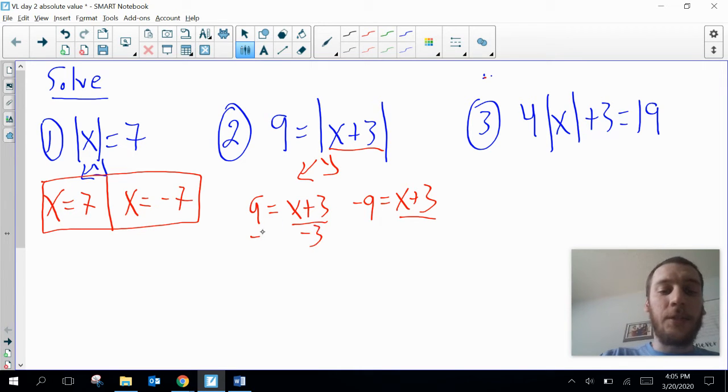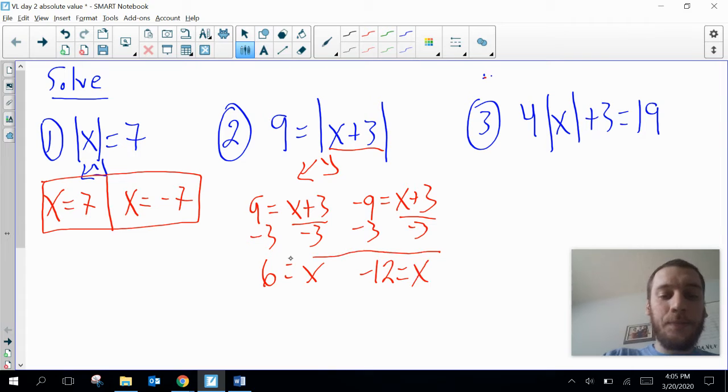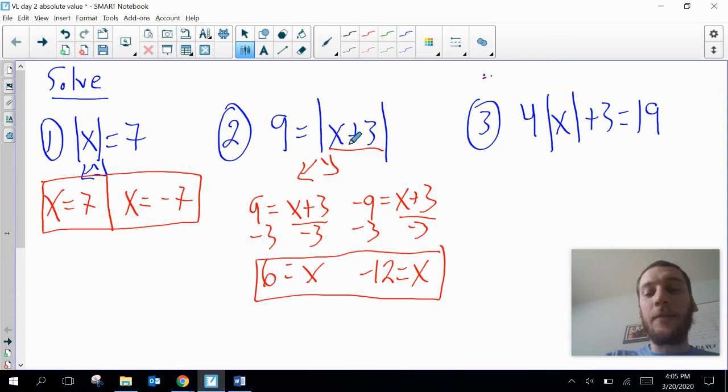So subtract 3 on both sides. 6 will work. Subtract 3, negative 12 will work. Right? Because if we plug these in, 6 plus 3, that's 9. Absolute value of 9 is 9. Negative 12 plus 3, that's negative 9. Absolute value of negative 9 is positive 9.